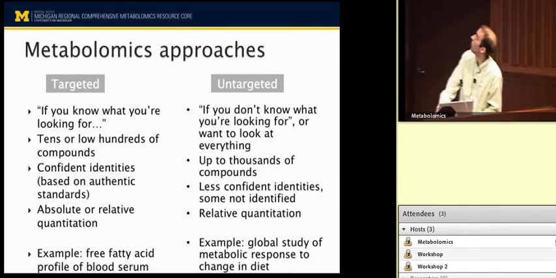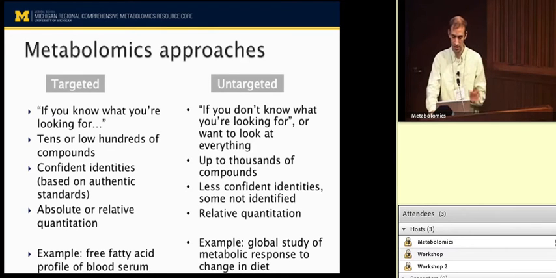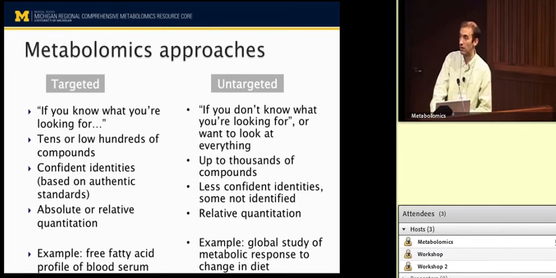Untargeted is when you don't know what you're looking for, or you want to look at everything. You want to say, I want as much coverage of this sample as I can get. It can give you up to thousands of compounds depending on the samples that you hand us and the sensitivity of the methods that we use.